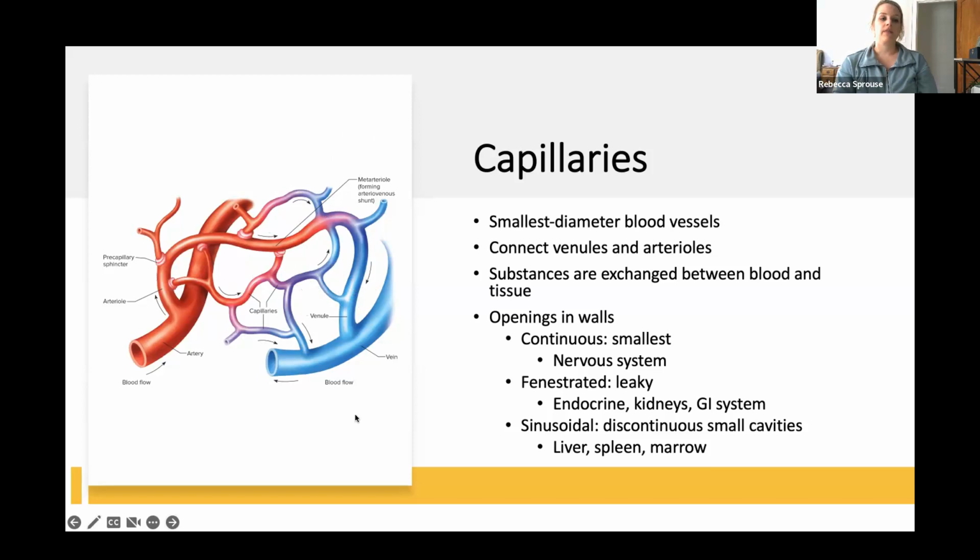There are 3 different types of capillaries based upon the openings in their walls. So the cells that make up the walls, how tightly packed together are they? If they're continuous, those are very tight junction cells. Not a lot can pass through the wall of the capillary. Fenestrated have little holes, sinusoidal have the largest holes.